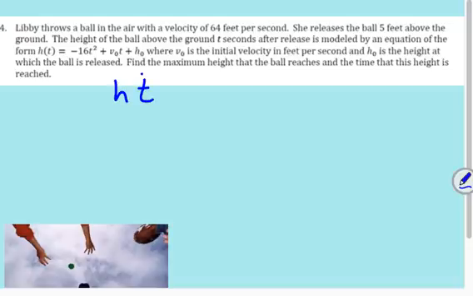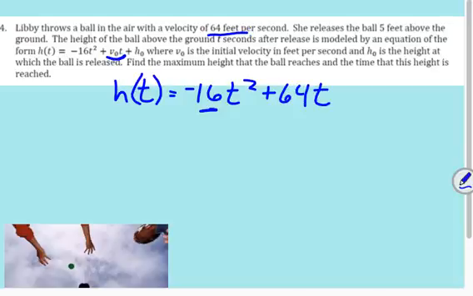h is height, t is the time again. -16t squared. This negative 16 right here, that represents gravity, the pull, plus a v sub 0 t. v sub 0 is your initial velocity. Well, they told us they were throwing it, where is it? The initial velocity right here, 64 feet per second, so that's 64t. And plus h sub 0 right here, that's your initial height. Well, she's about 5 feet tall, so when she throws it, the ball is released at about 5 feet.